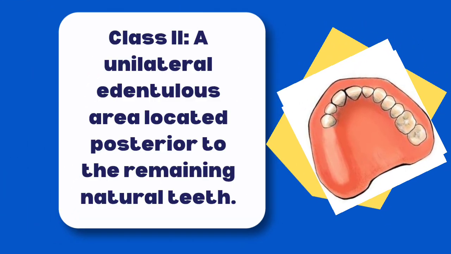Class 2 defines a unilateral edentulous area located posterior to the remaining natural teeth. This means there are missing teeth on one side of the arch located towards the back. An example would be missing molars on one side of the upper or lower jaw.